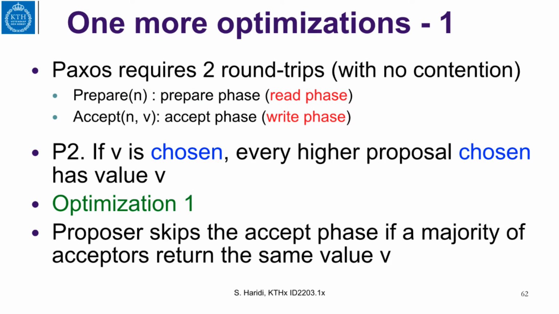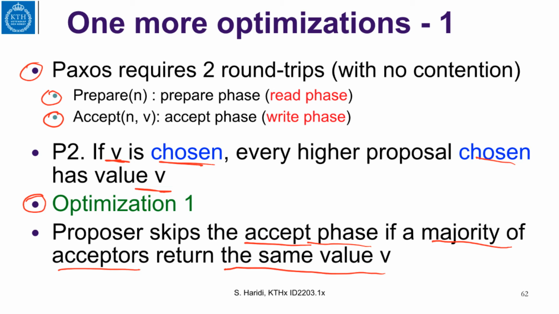One more optimization. Paxos requires 2 round trips, the prepare phase and the accept phase. But if a value is chosen, we know that every higher proposal chosen will have that value. So one possible optimization is that the proposer skips the accept phase if the majority of acceptors return the same value v. Then he knows that the value is chosen, and he knows that it is the decided value. He can decide on that.